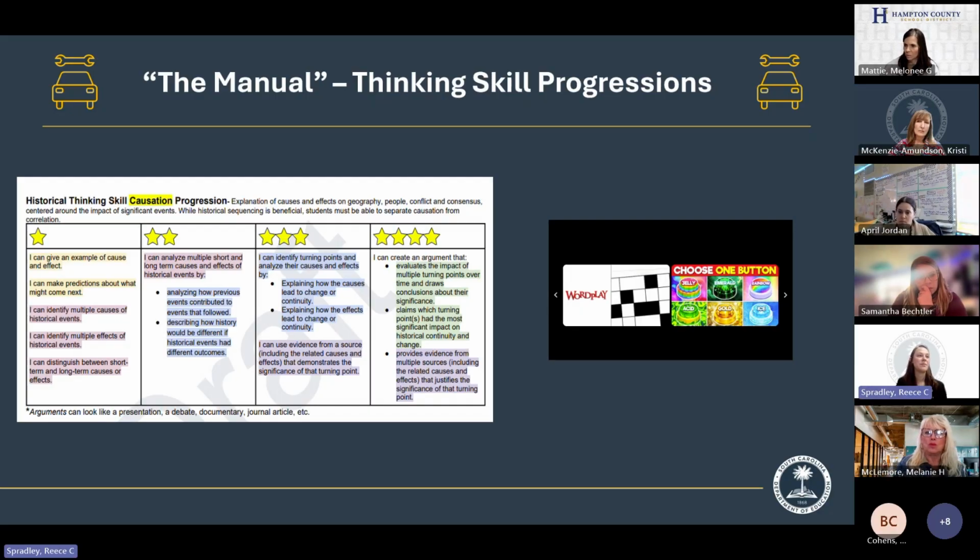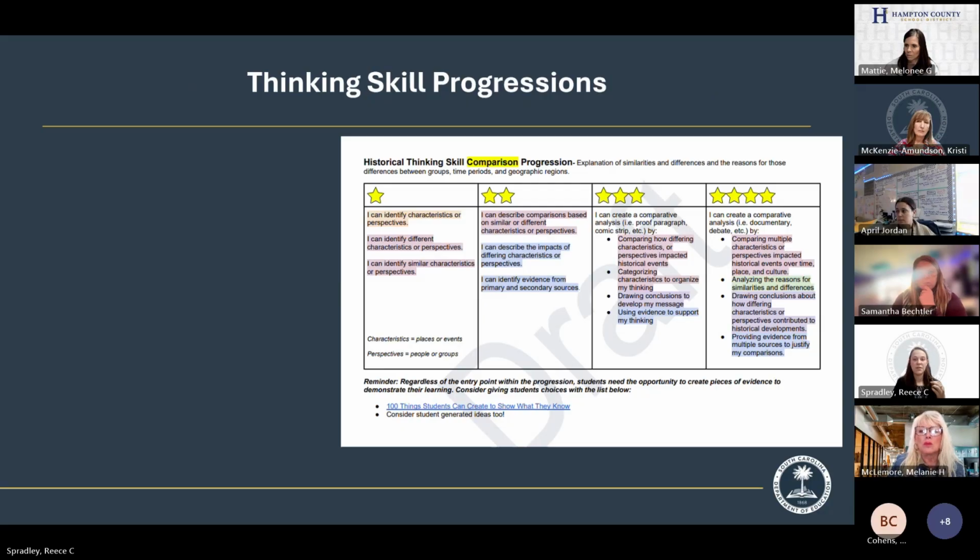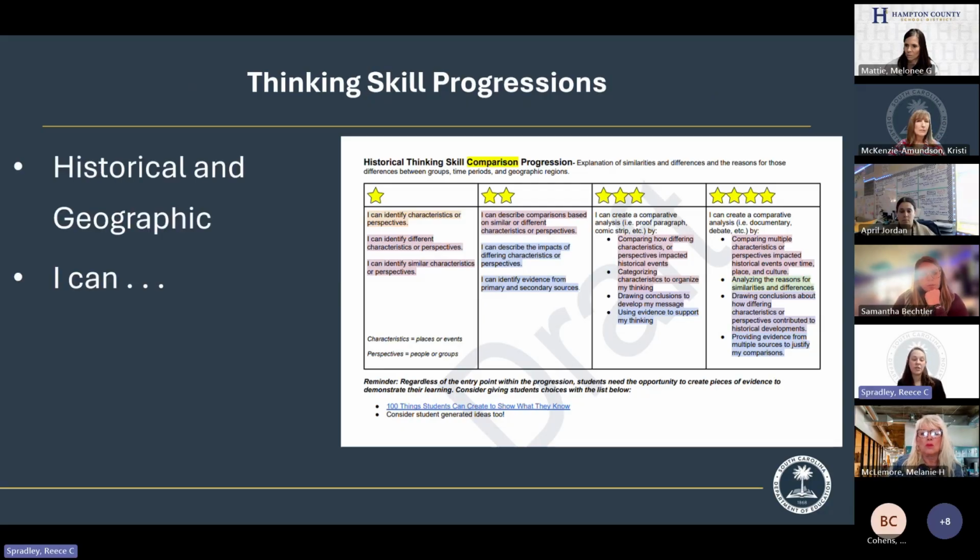A couple people typing statements with thinking skills. And yeah, in 100 different ways to show learning. So there are several different resources here, not only with the thinking skills progressions themselves, but also different ways that students can show that learning and what they can create using these skills. So again, we have the historical and the geographic.